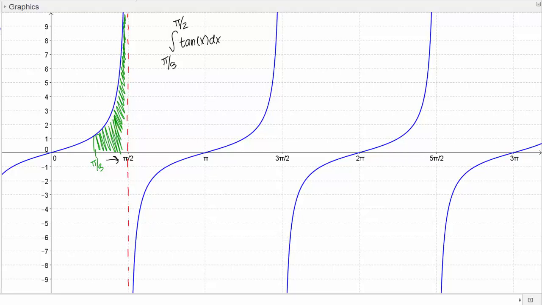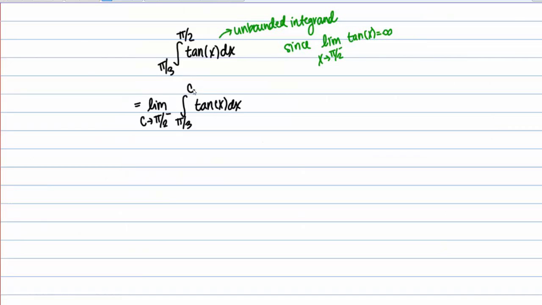So then what I've done is I've replaced that pi over 2, that upper bound, with just some letter c, and then I'm going to take the limit as c goes to pi over 2 from the left. So then our next step is going to be to actually evaluate this definite integral. And I'm just going to keep this limit out front and carry it along with me.